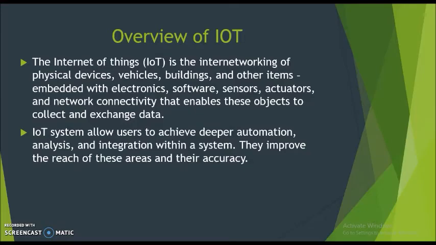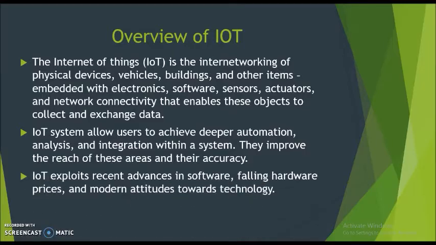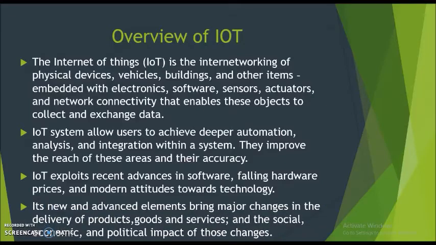IoT systems allow users to achieve deeper automation, analysis, and integration within a system. They improve the reach of these areas and their accuracy. IoT exploits recent advances in software, falling hardware prices, and modern attitudes towards technology. Its new and advanced elements bring major changes in the delivery of products, goods and services, and the social, economic and political impact of these changes.